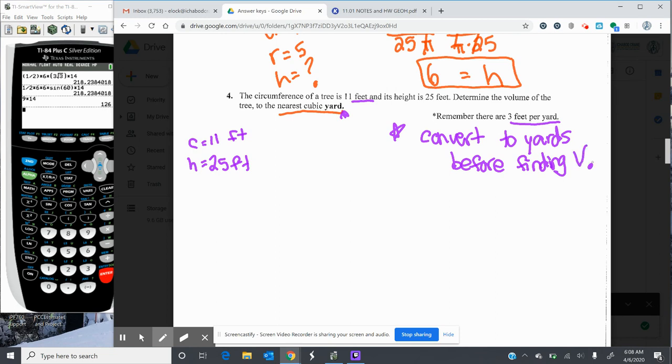The reason being is volume is a cubed unit. You'd have to cube everything after the fact, or multiply by units cubed at the end. If you convert first, when you do your multiplication through your formula, it does the conversion for you.